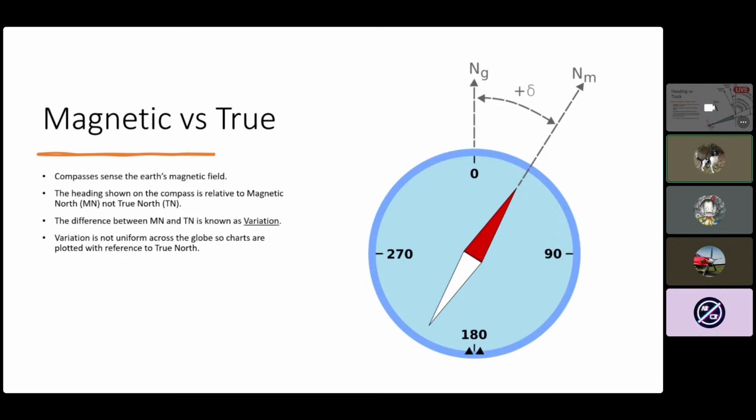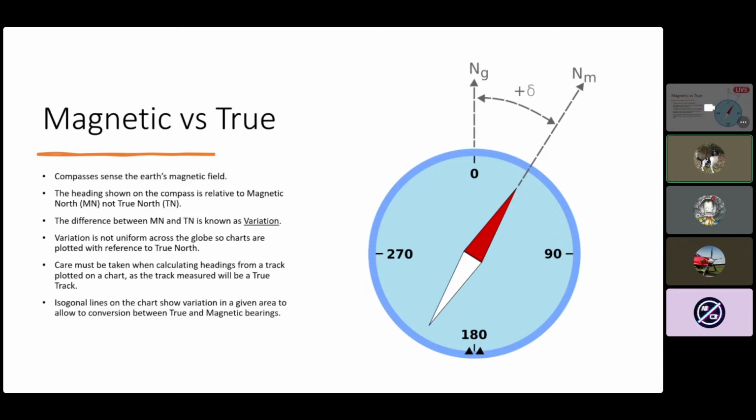So it's plotted with reference to true north, but that then means that when you are measuring out your tracks on your chart and trying to calculate your headings to follow, if you don't convert those to magnetic headings, you're going to be pointing the wrong way, or you're going to be off with your heading, and you're going to get blown off track. Okay, so it's really important to understand the difference between the two of them in order to understand when you apply it and which one you need to use.